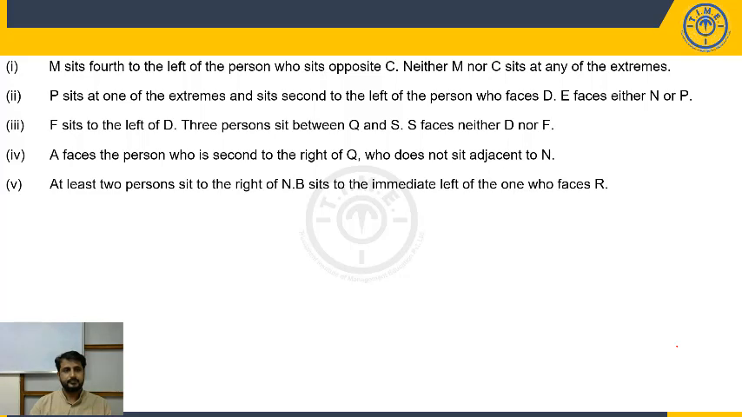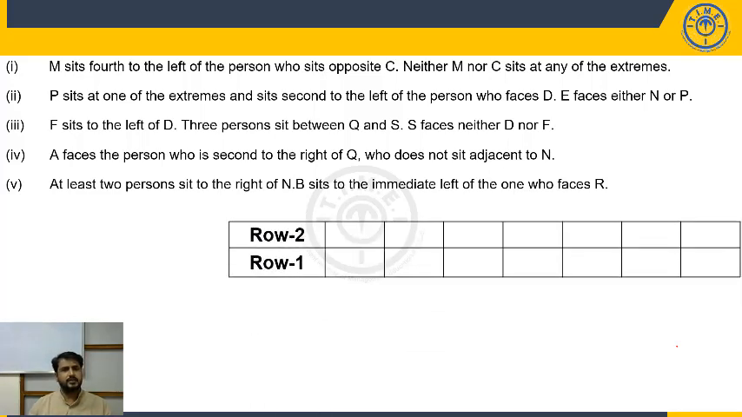Okay. We have 5 clues and here is the basic structure. What is given here? M sits fourth to the left of the person who sits opposite C. And it is given A, B, C, D, E, F, G will be in row 1. M, N, O, P, Q, R, S will be in row 2. Now it is given M sits fourth left. So M is facing south. So fourth left. This side will be left side. So M is fourth left of someone else. Fourth left means how many gaps? 3 gaps. So M is fourth left of this person. And it is mentioned M is fourth left of the person who sits opposite C. This person is sitting opposite C.